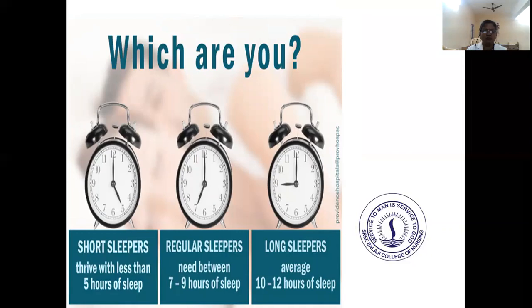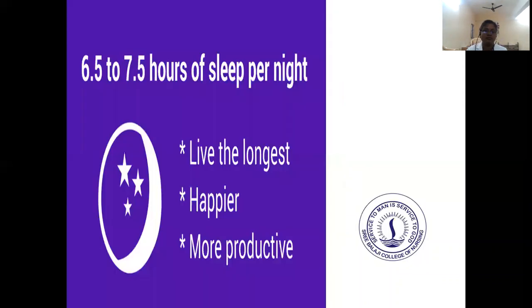So when do we call you a short sleeper, a regular sleeper, or a long sleeper? Short sleepers are those with less than 5 hours of sleep. Regular sleepers need between 7 to 9 hours of sleep. Long sleepers average 10 to 12 hours of sleep. Normally, 6.5 to 7.5 hours of sleep per night is more important. When you are following these, you live longer, happier, and more.